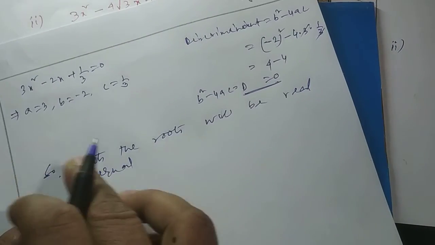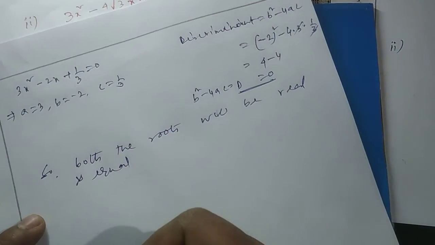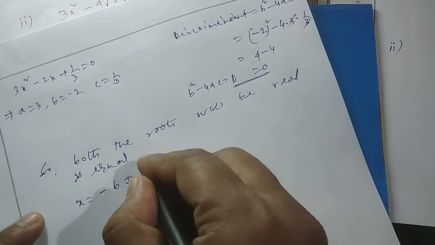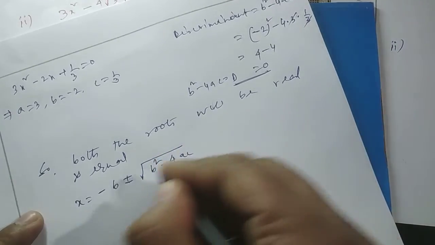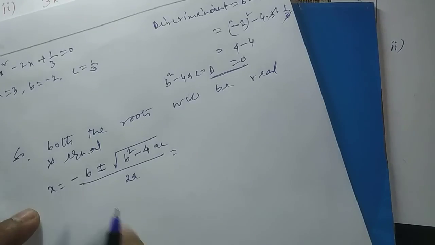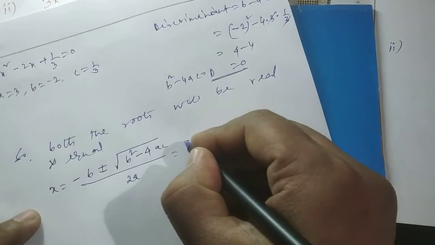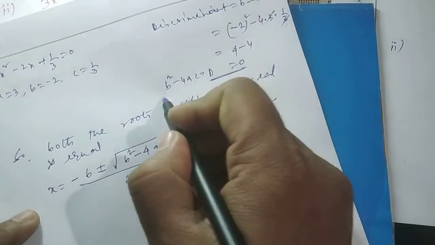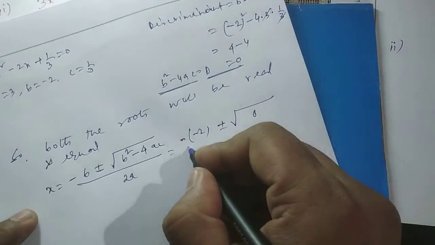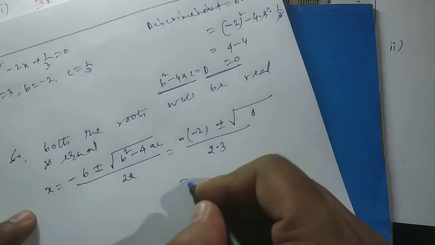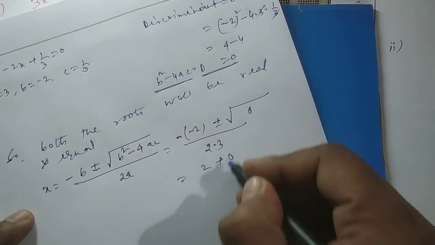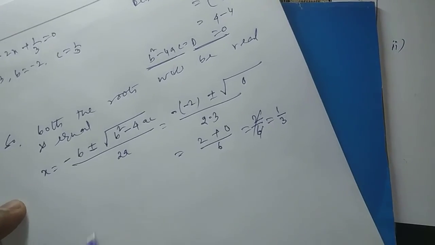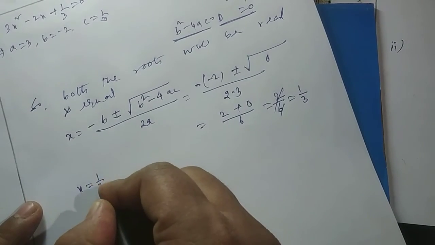What are the equal roots? They can be found simply by the quadratic formula. We know the quadratic formula was x equal to minus b plus minus root over b square minus 4ac by 2a. Then put down the values. We have b equal to minus 2, so minus b is 2, plus minus root over. What value did I get for b square minus 4ac? 0. Put it here, by 2 into 3. So it becomes 2 plus 0 by 6. 2 by 6 means it will be cancelled, 1 by 3. So ultimately we got x equal to 1 by 3.